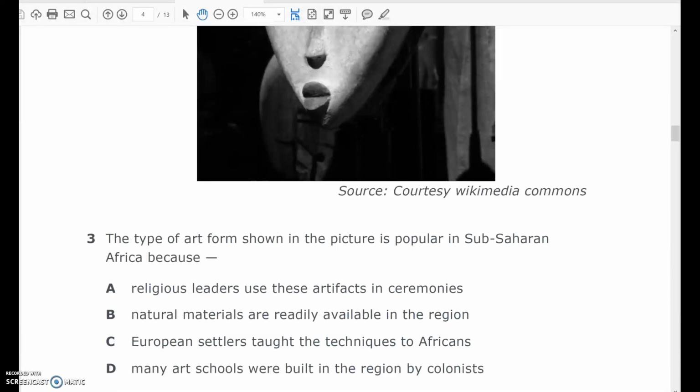Number 3. The type of art form shown in the picture is popular in Sub-Saharan Africa because A. Religious leaders use these artifacts in ceremonies. B. Natural materials are readily available in the region. C. European settlers taught the techniques to Africans. D. Many art schools were built in the region by colonists.